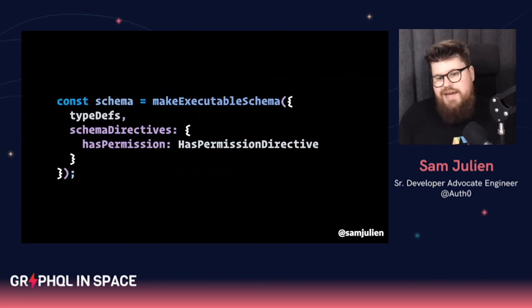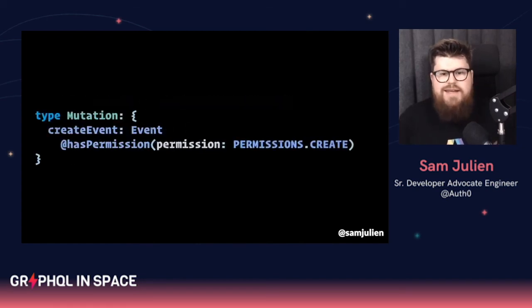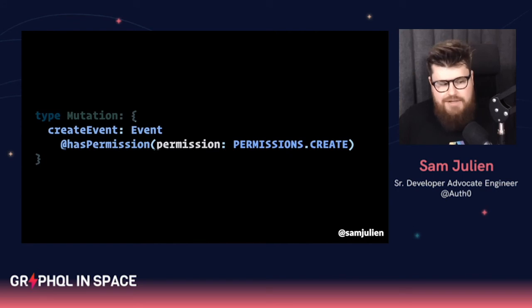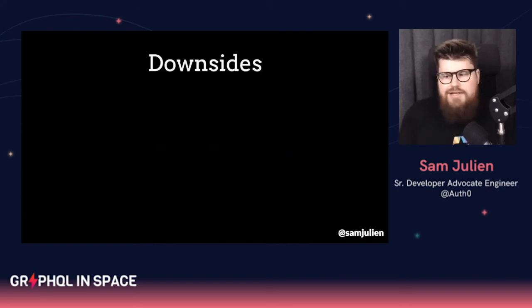Okay, so once we have the directive defined, we can actually add it to our schema. We can create this object called schemaDirectives and pass it in. And once we've done that, now we're able to actually use it in our schema. So for example, we've got the createEvent mutation, and it's going to return an event, but we're going to add this hasPermission directive with the create permissions permission. And so now the only time a user can call that createEvent mutation is if they have that create permission.